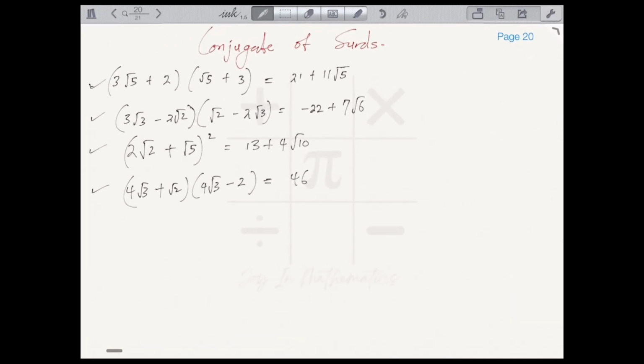In the last set of videos on multiplication of surds in brackets, we saw how 3 root 5 plus 2 multiplies root 5 plus 3, and it gave us 21 plus 11 root 5. Likewise, we saw how this multiplied this to give us minus 22 plus 7 root 6, and the square of 2 root 2 plus root 5 gave us 13 plus 4 root 10.